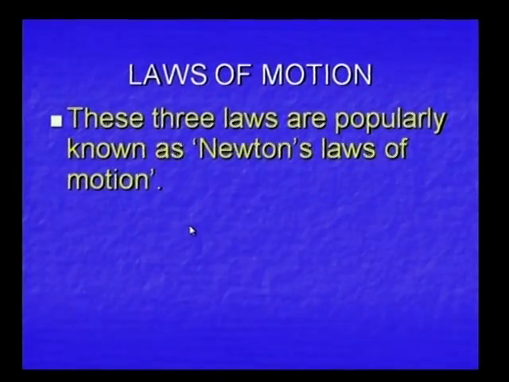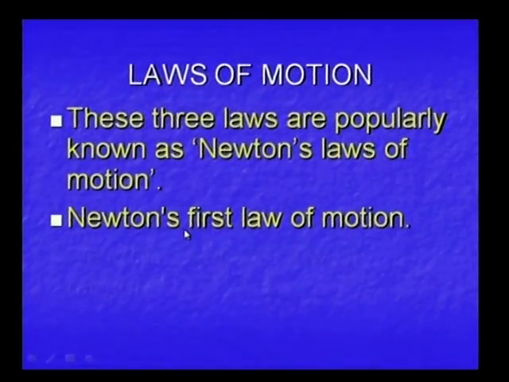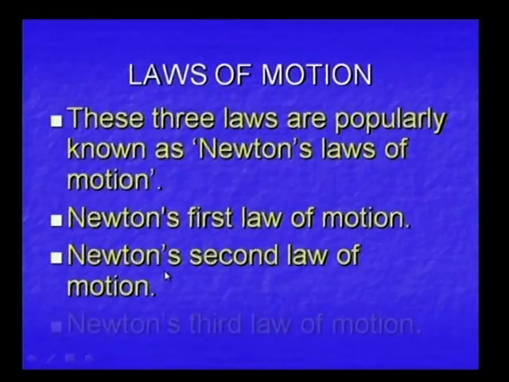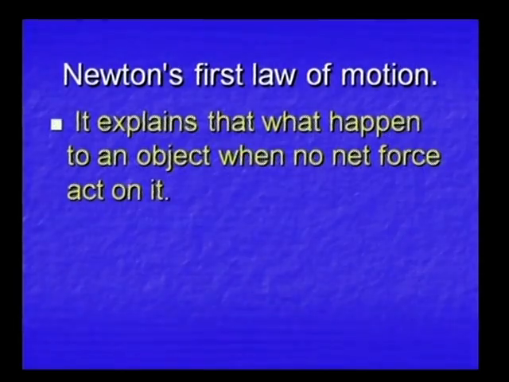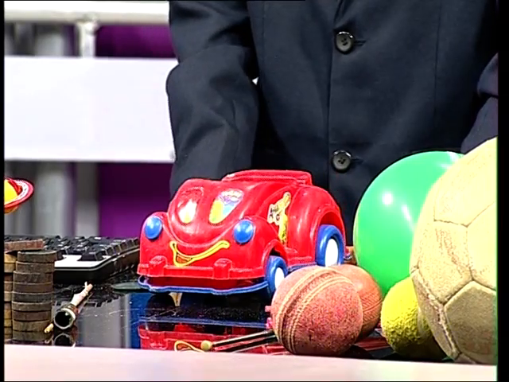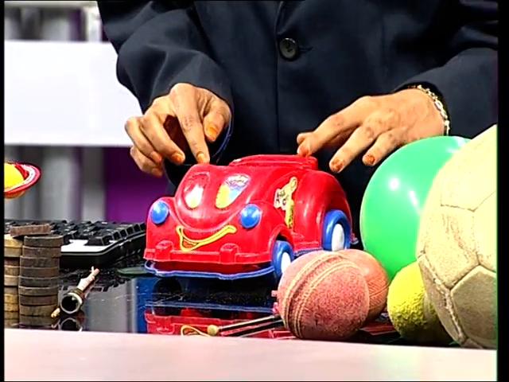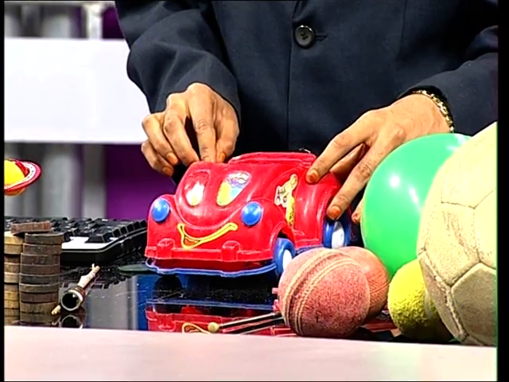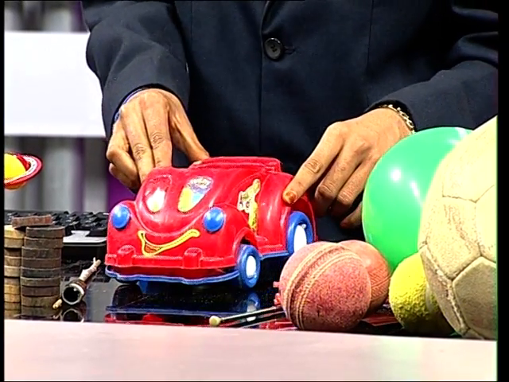Just now I have told you the 3 laws of motion are popularly known as Newton's laws of motion: Newton's first law of motion, Newton's second law of motion, and Newton's third law of motion. Okay friends, now first let's discuss Newton's first law of motion. Newton's first law of motion explains what happens to an object when no net force acts on it. See the object here, what is this? Yes, this is a car. Now the car is in rest position. Yes or no? It means here the net force is not acting. Here the net force is 0. When we apply some force to this, then it comes into motion.